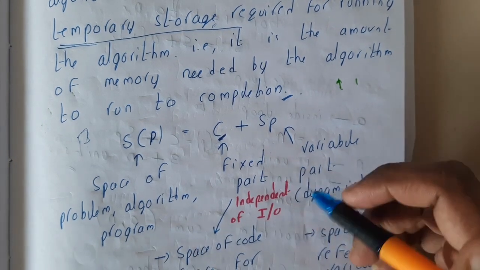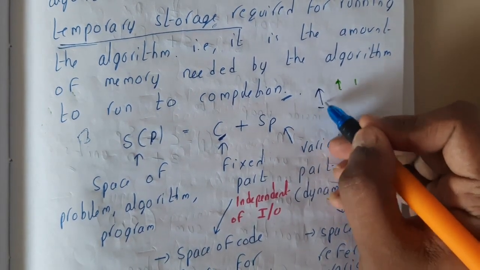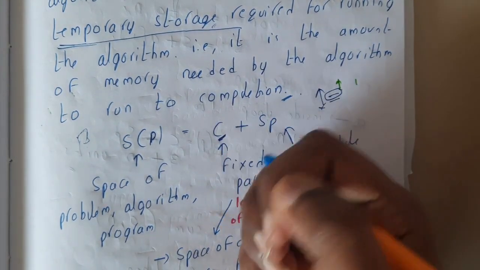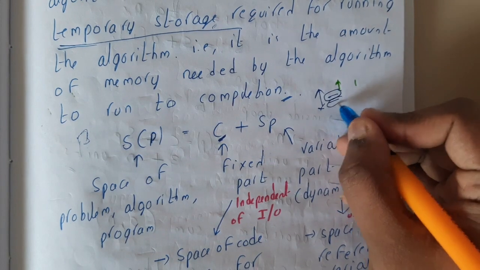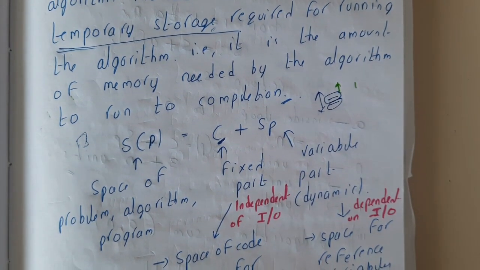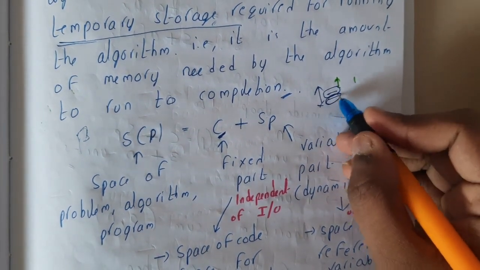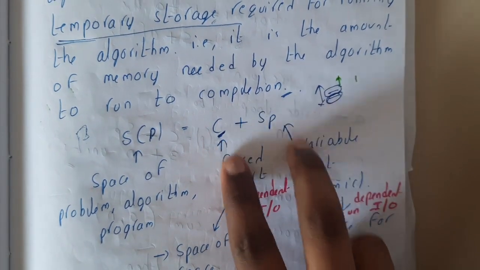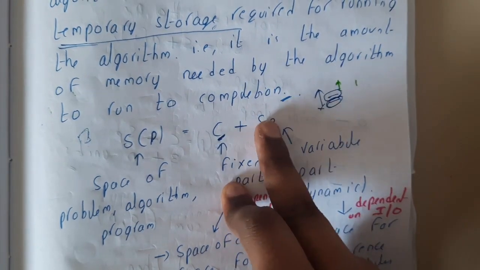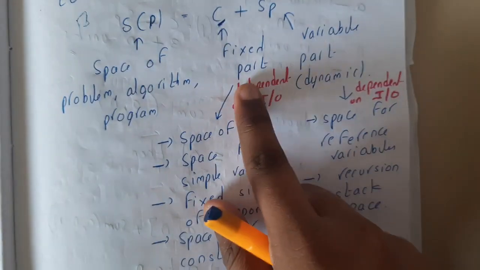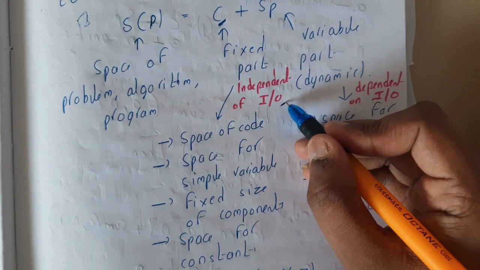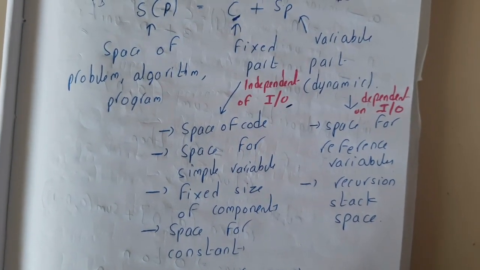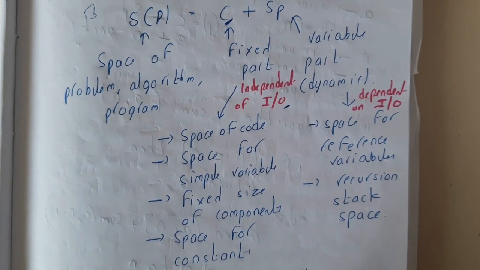When you write a program, it will have two things. Sometimes you will be taking input from the user, and sometimes you'll be directly defining the variables and assigning the values to them. That's the reason why we have two different costs: one is fixed cost and one is variable cost. Fixed cost is independent of input. The user will not be giving any input in this situation.